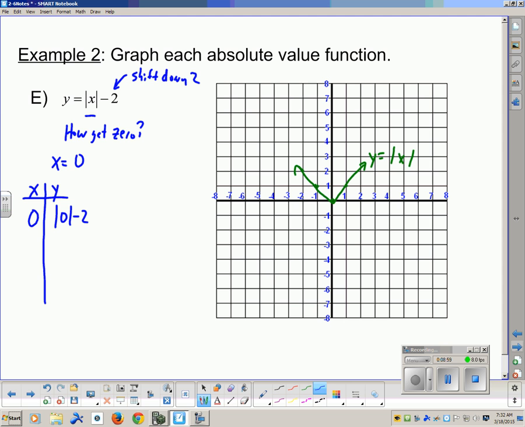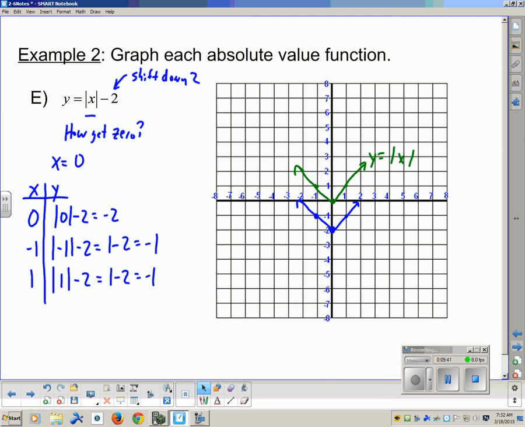Absolute value of 0 minus 2 is negative 2. So 0, negative 2. I'm going to pick an x to the left of 0 and to the right of 0. So negative 1 and 1. Absolute value of negative 1 is 1, minus 2 is negative 1. Absolute value of 1 is 1, minus 2 is negative 1. So negative 1, negative 1, and 1, negative 1. Connect my points there. And again, you can definitely see the blue graph shifted down 2 from the green graph. Just another way of graphing that out, just seeing the shifts.